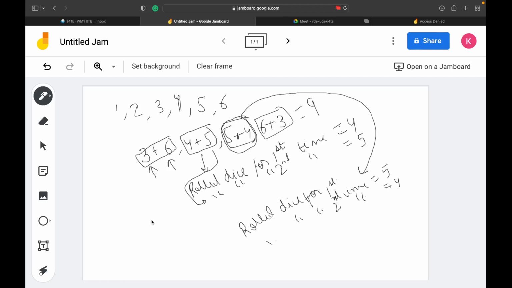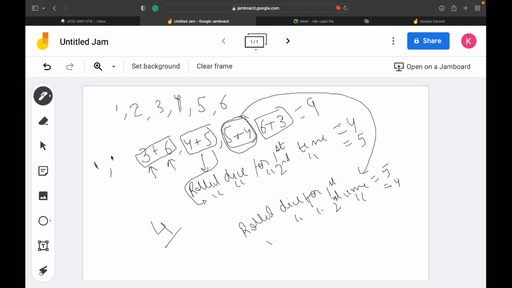So the total number of such events is 4, and the total possible combinations of numbers we get when we roll a dice twice will be 36, like 6 into 6. Let's suppose when we roll the dice for the first time, the outcome is 1.